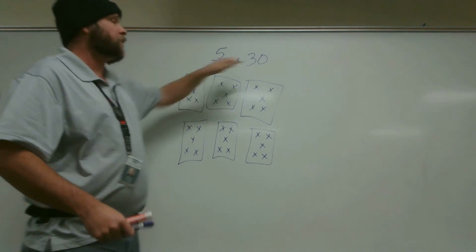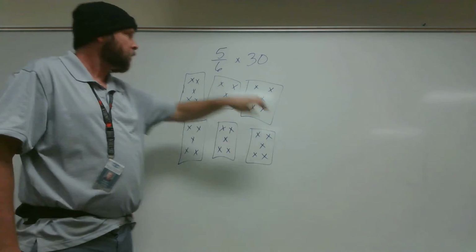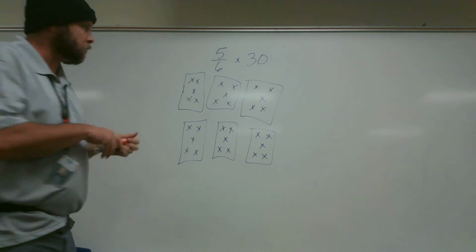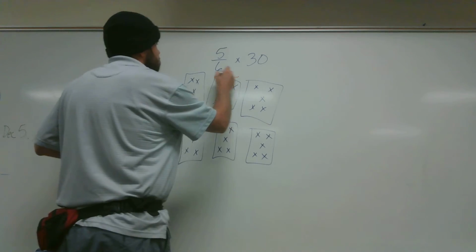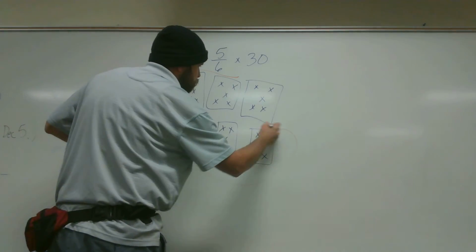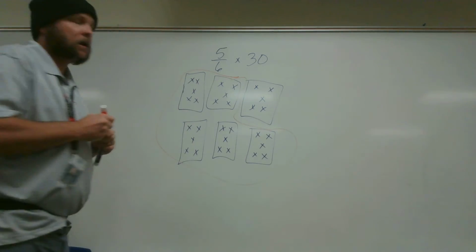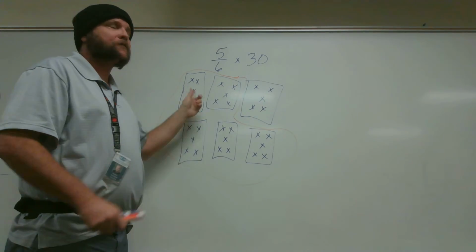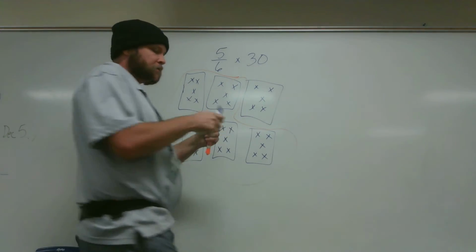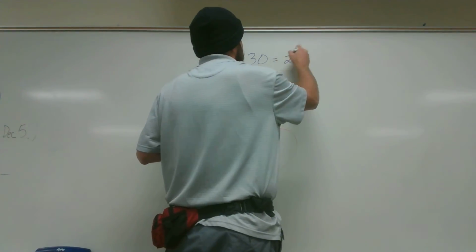Okay, so we've divided these 30 into 6 equal groups. We need to include 5 of them. So I'm using these 5 groups, so that's 5, 10, 15, 20, 25. So 5/6 of 30 is 25.